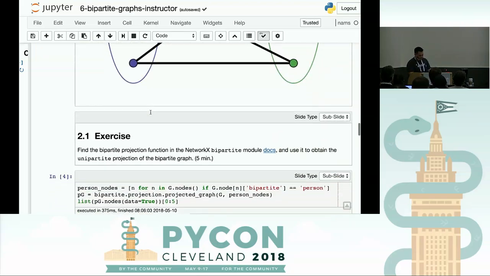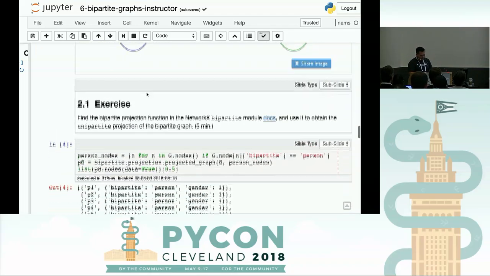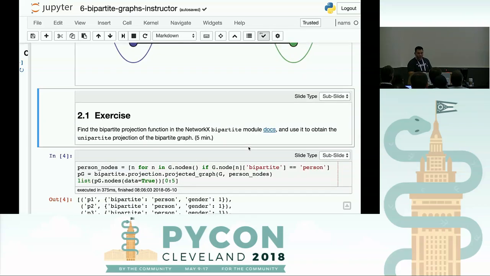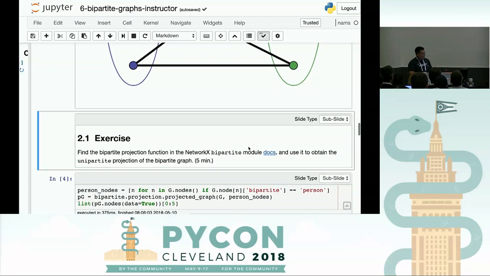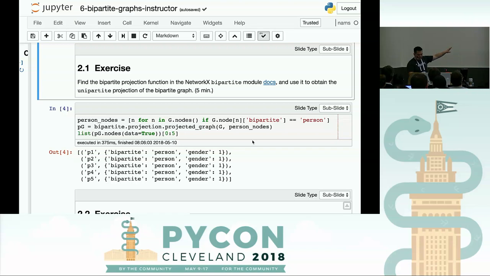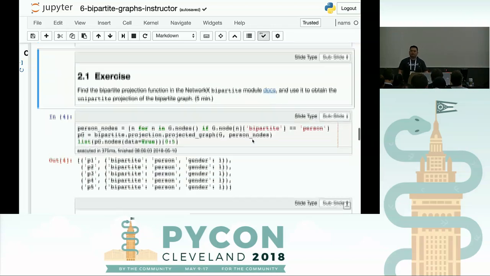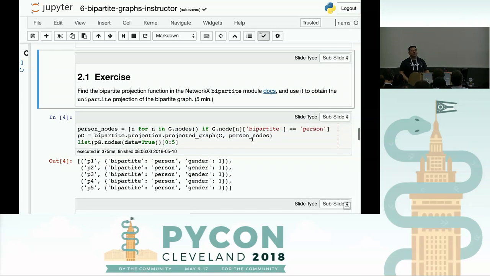So NetworkX provides a bipartite projection function. So I'd like you to attempt this exercise without looking at the answer on the screen. Use that bipartite projected graph function to compute the projection onto the people nodes for this bipartite graph. Right? Now, in the interest of time, I will have the answer flashed up on the screen anyways, because there's some really cool things in one of the bonus notebooks that I really want to share with you.